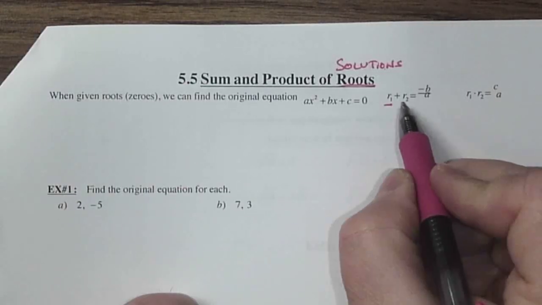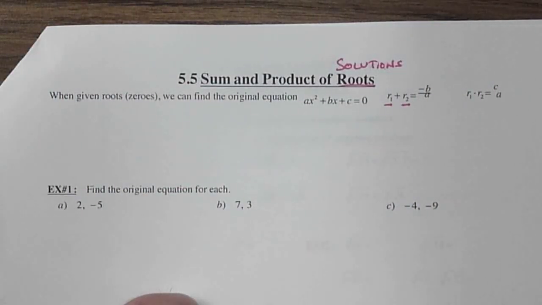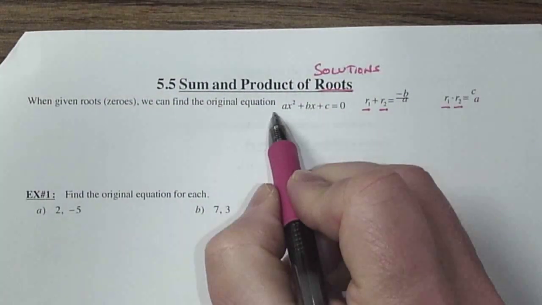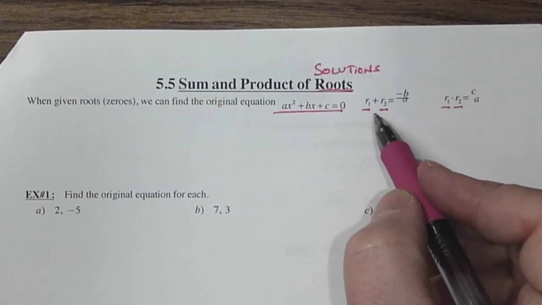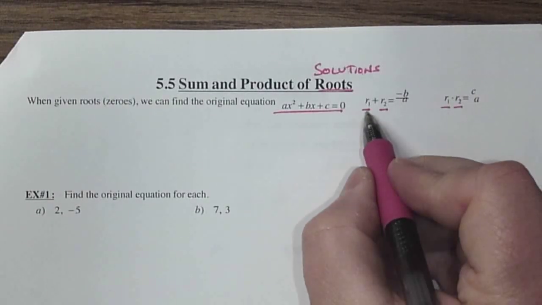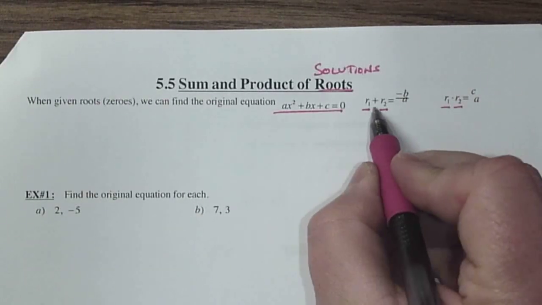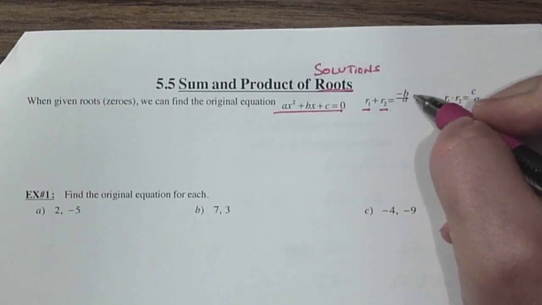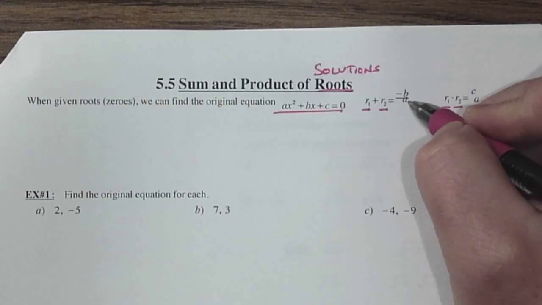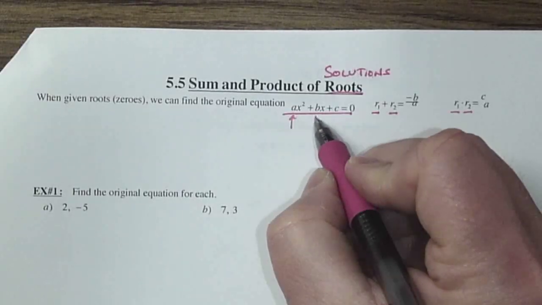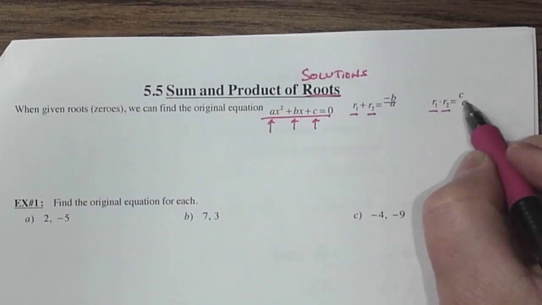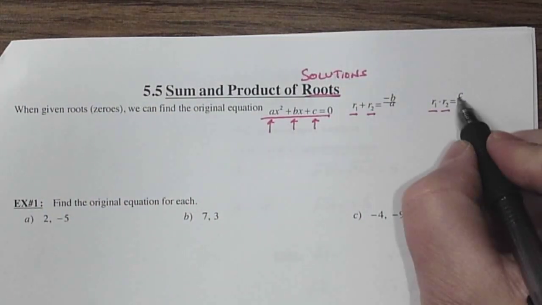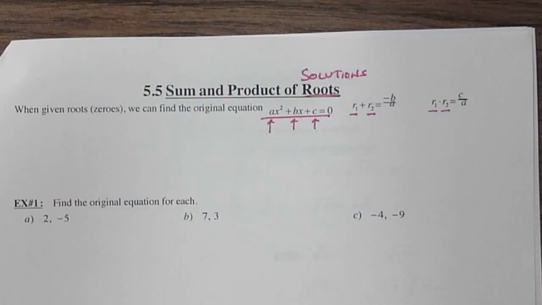Let's assume that R1 and R2 are the two solutions that we got from a quadratic equation, and we used factoring or whatever, and we got R1 and R2. Well, if you took the two answers and added them together, you should always get negative b over a. And we're talking about a, b, c here. And if you take the two answers and multiply them together, you should always get c over a.